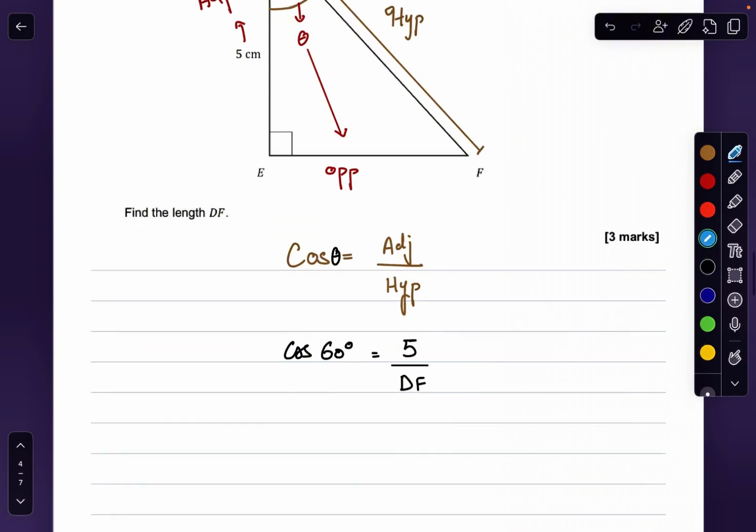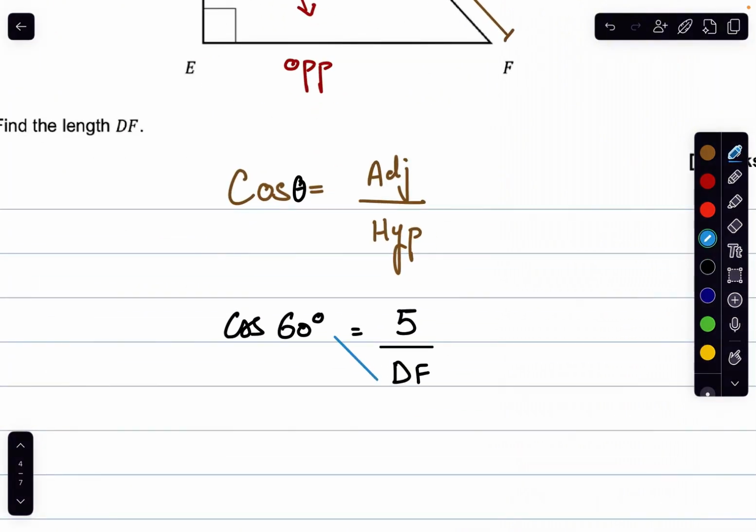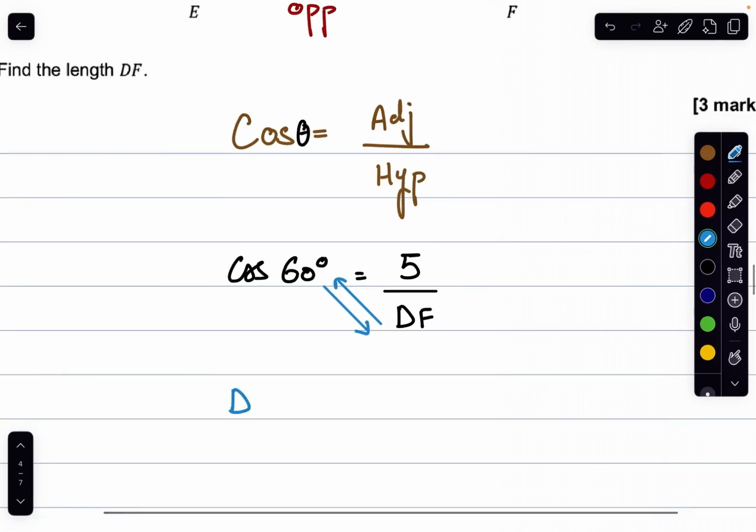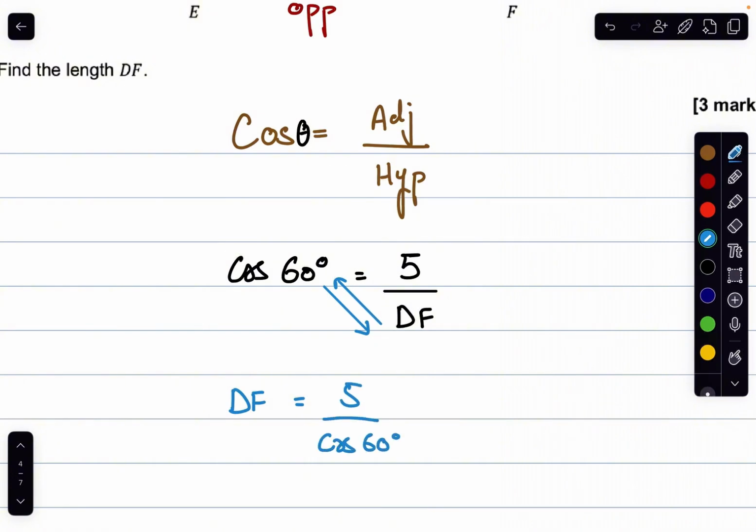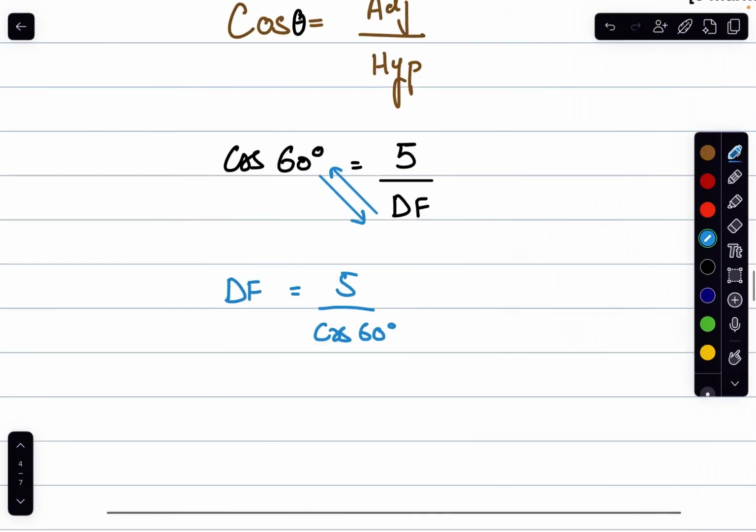To solve this, we have to just take this DF to the above into the numerator and then take this cos 60 down and divide there. So it would be DF equals 5 divided by cos of 60. Remember, it's not going to be the inverse of that, because this cos 60 is already with the angle. When you're taking only cos without the angle, then you have to make it the inverse. Right now it's with the angle, so therefore you have to divide with the normal steps.